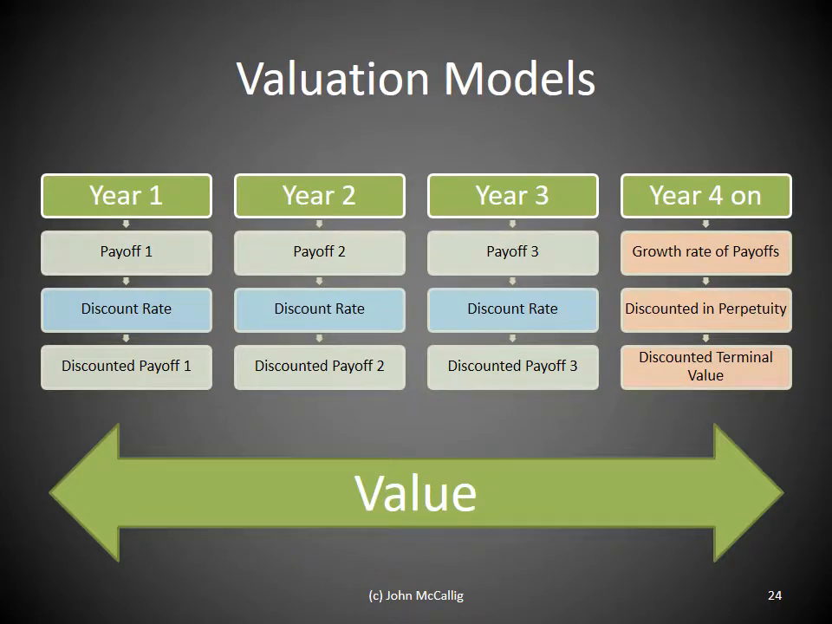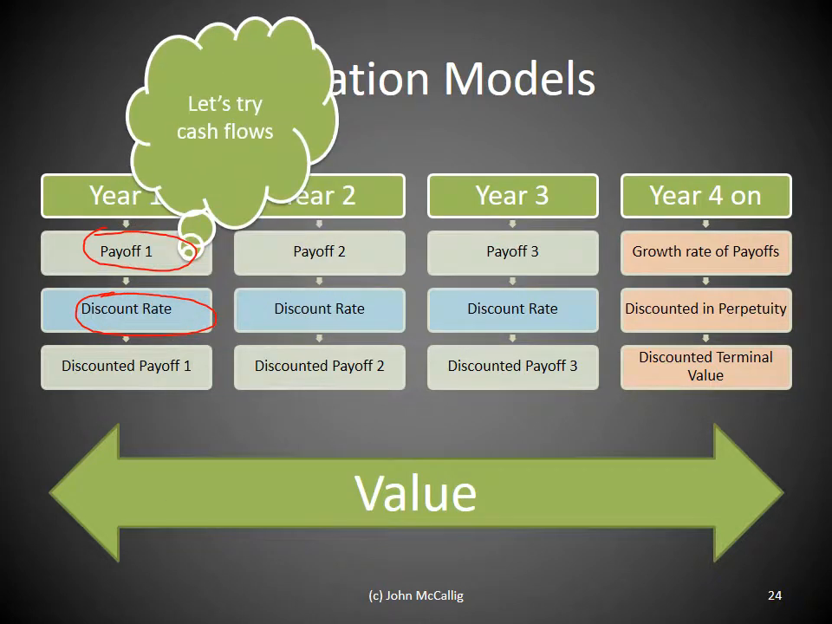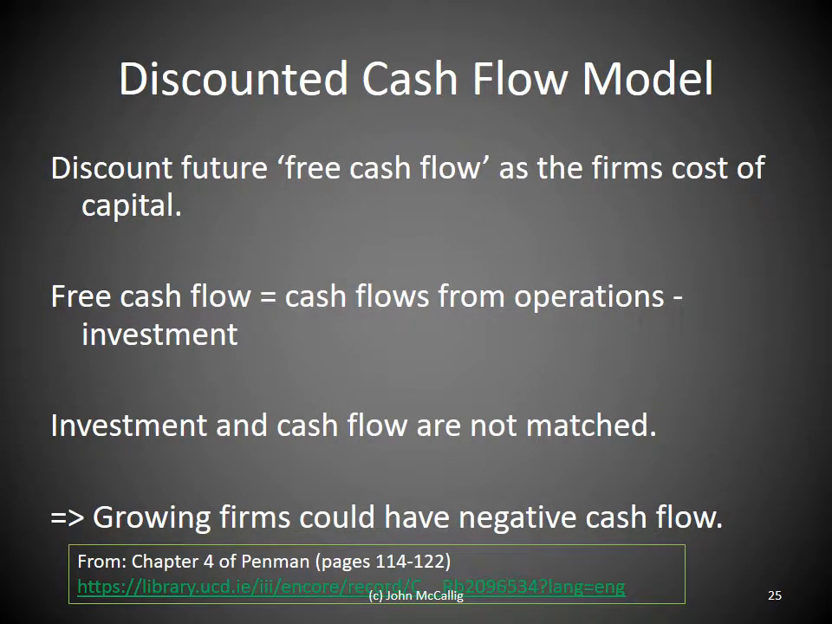Okay, so valuation models. The next thing we need to do, we have now covered the discount rate, and we've looked at one payoff, which is dividends. The next thing we want to do is try a different payoff, like cash flows. And this is the discounted cash flow model. You discount future free cash flow at the firm's cost of capital. And free cash flow is equal to cash flow from operations minus investment.